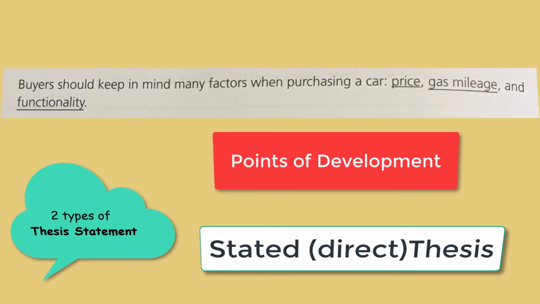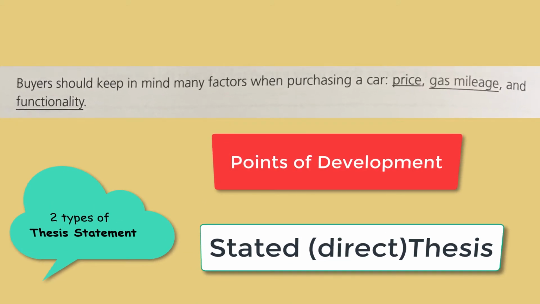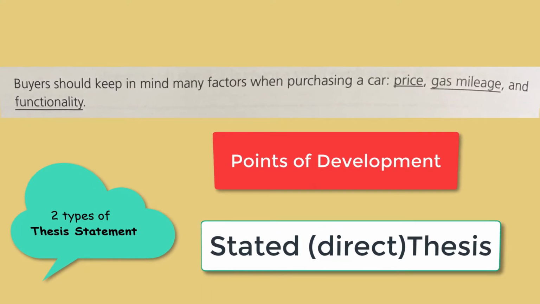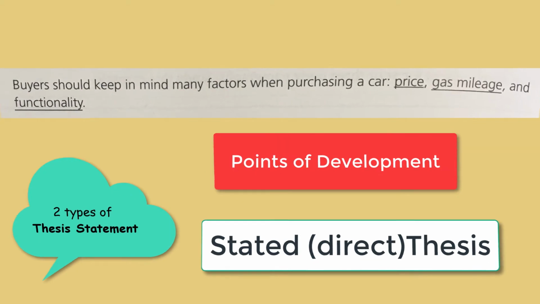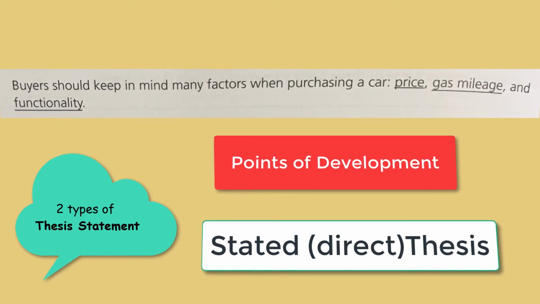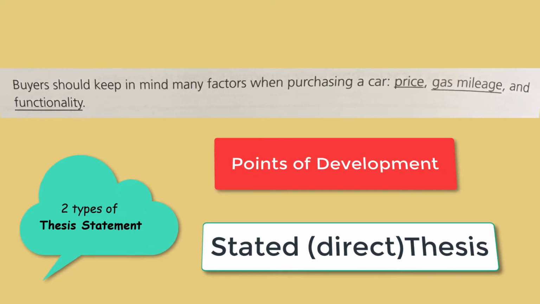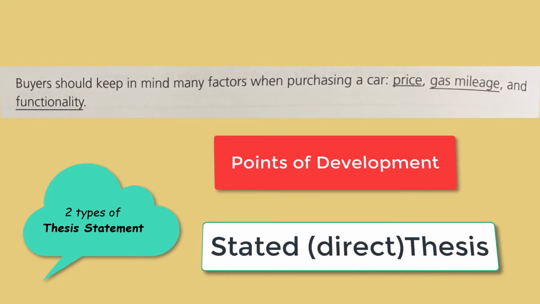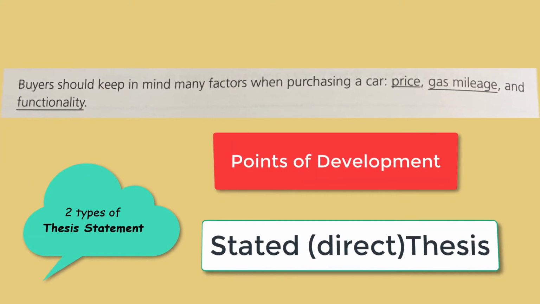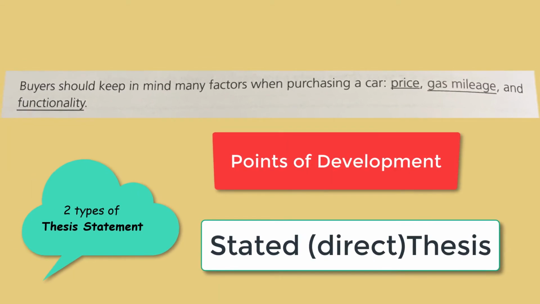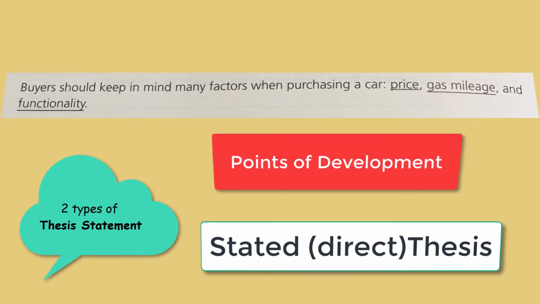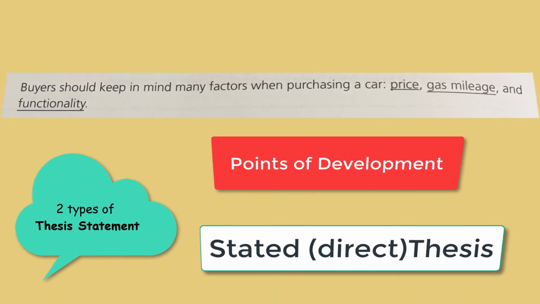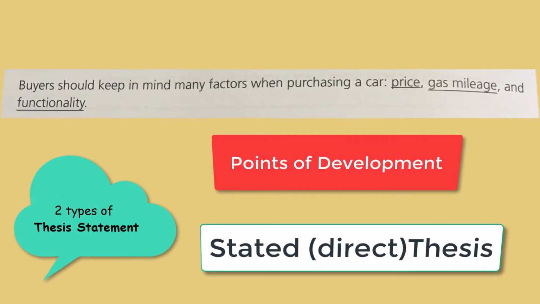Many writers use points of development in their thesis statement because they greatly simplify organizing the essay. These points of development become the 3 points that you will use in topic sentences for the 3 body paragraphs of your essay. Remember that you may need to revise your thesis statement as you work on developing your essay.